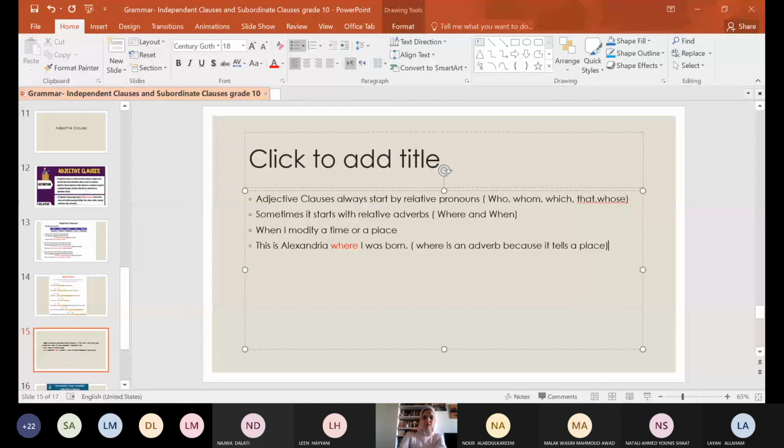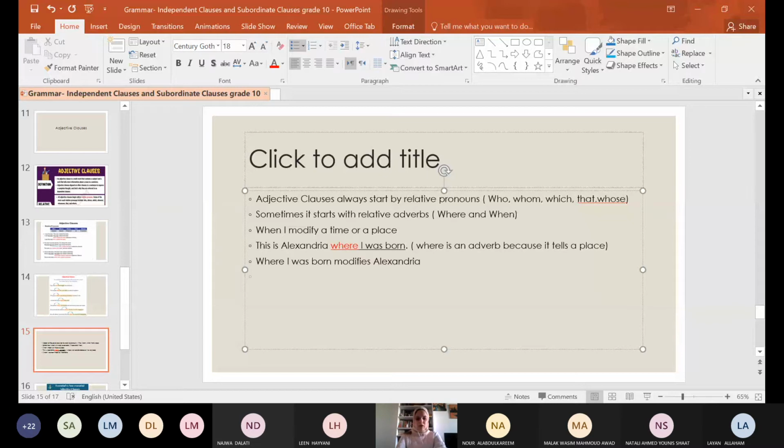Are you with me? But where I was born modifies what? It modifies Alexandria. So, girls, it is an adjective clause because it modifies a noun, Alexandria. Okay, so this is when I use where.